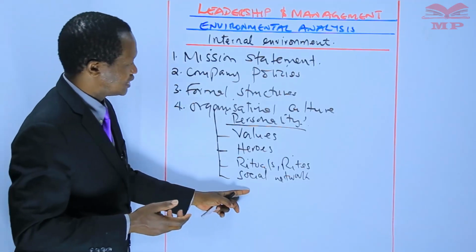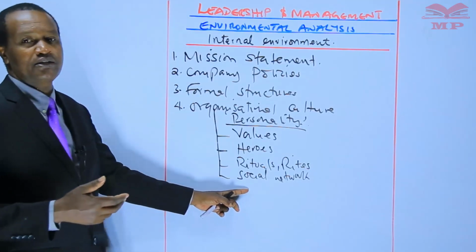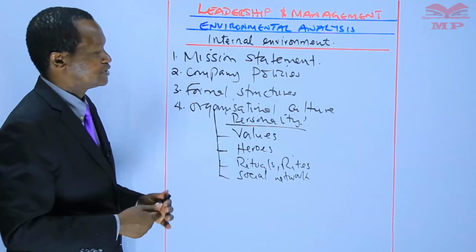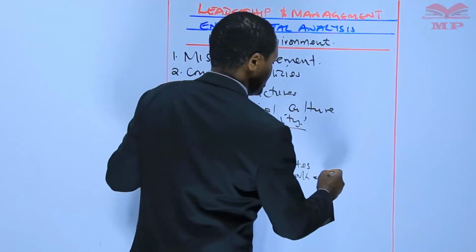Another component of culture is a social network. Social network is sometimes referred to as the company's grapevine.